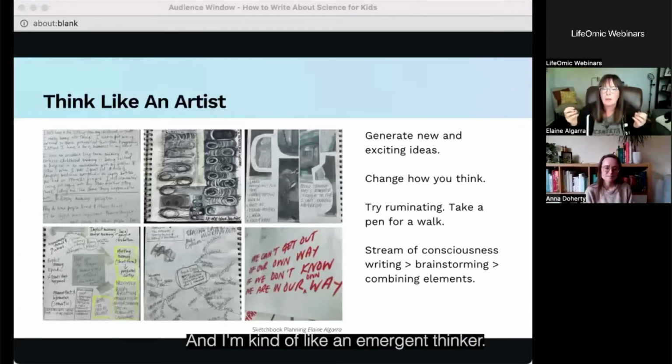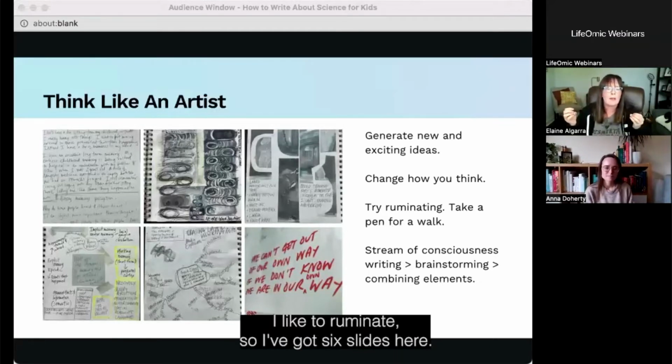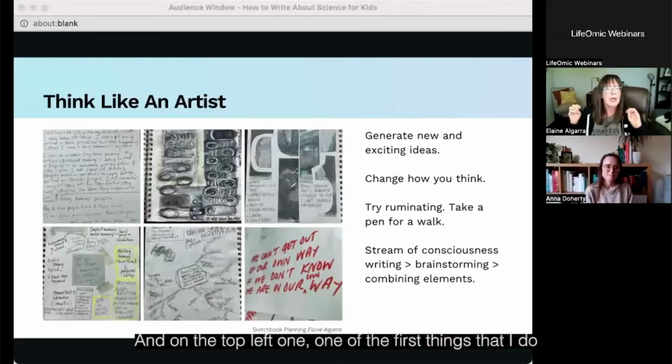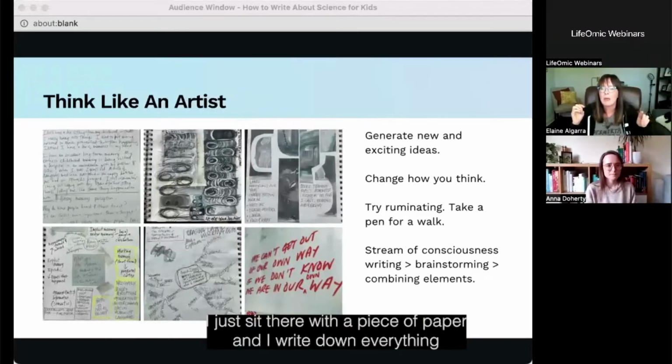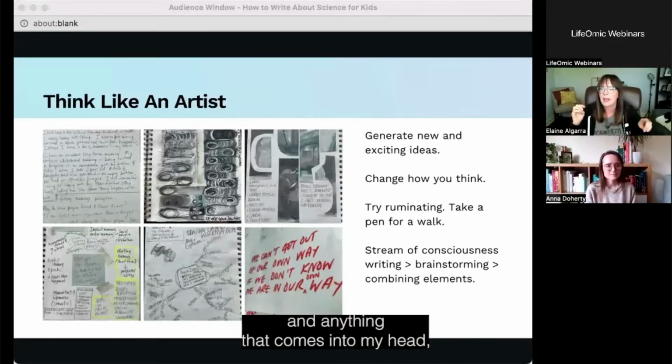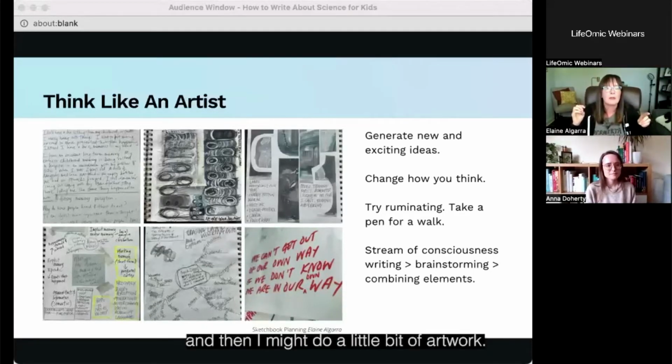I'm kind of an emergent thinker. I like to ruminate. So I've got 6 slides here. On the top left, one of the first things that I do to get started is stream of consciousness writing. I just sit there with a piece of paper and write down everything and anything that comes into my head. And then I might do a little bit of artwork.